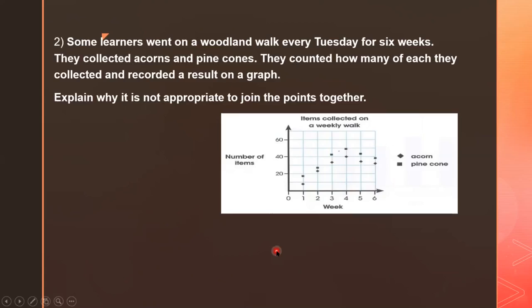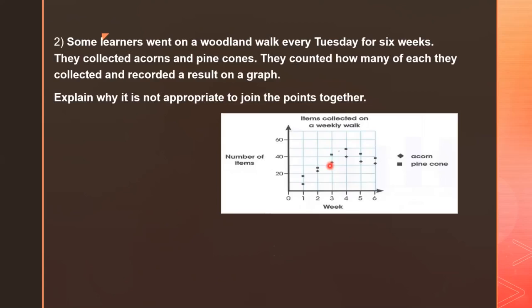Now, the question is, explain why it is not appropriate to join the points together. In this graph, they have given you information about 2 types of items, that is acorns and pine cones. Here in the graph, we can see everything is mixed because the diamond shape and the square shape have been mixed. And the question already says it is not appropriate to join the points together. Why? That we have to explain.